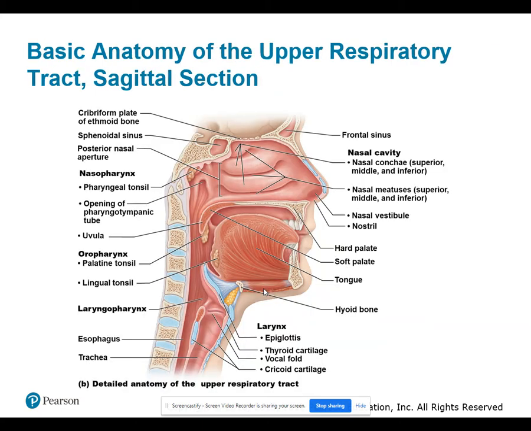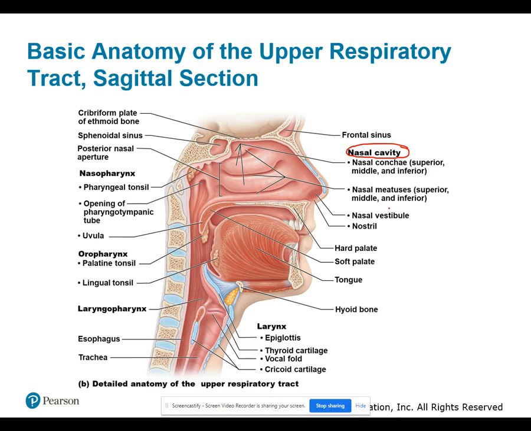So, some basic anatomy of your upper respiratory tract. This is a sagittal section, so it labels a bunch of stuff. A couple of things that I really want to hit on first, because I'm going to keep bringing this picture up, is we are going to specifically talk about this nasal cavity. So we're going to specifically talk about the nasal conchae, our little ridges here.